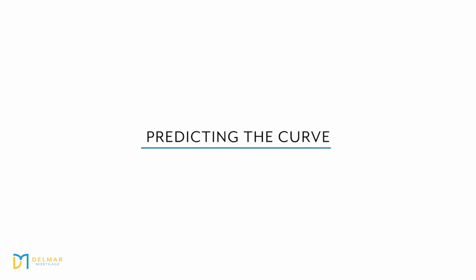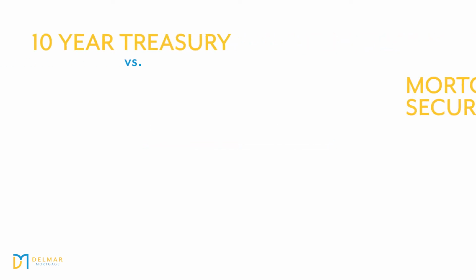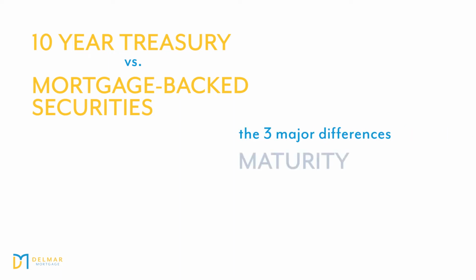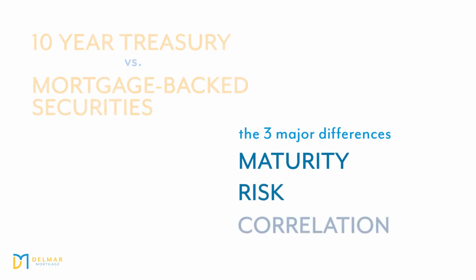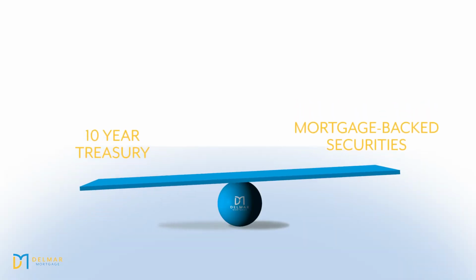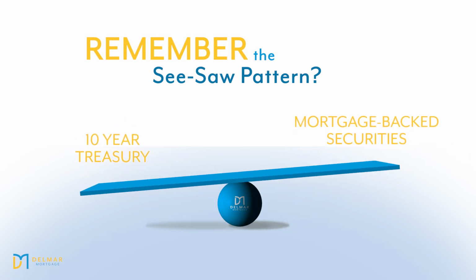Many people claim that the 10-year treasury is what we should watch to see where rates will be headed in the future. However, that might not be wise because there is a difference between mortgage-backed securities and the 10-year. The three major differences are: 1. The time and maturity, 2. The level of risk, and 3. The overall correlation between them both. For starters, when one goes up, the other, more often than not, will go down. Remember the seesaw pattern we talked about earlier.